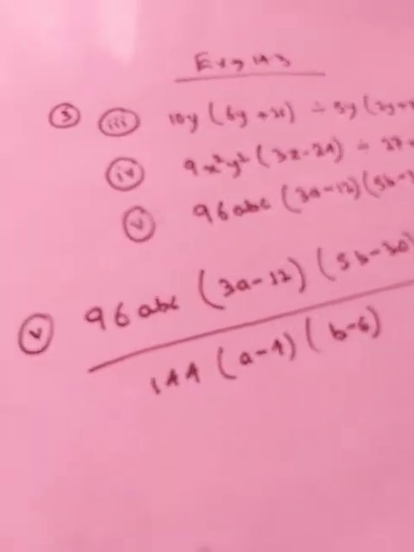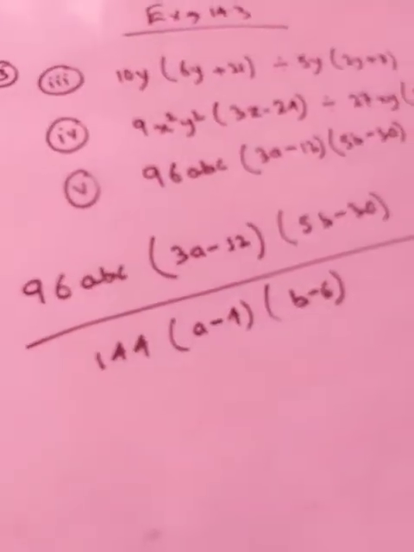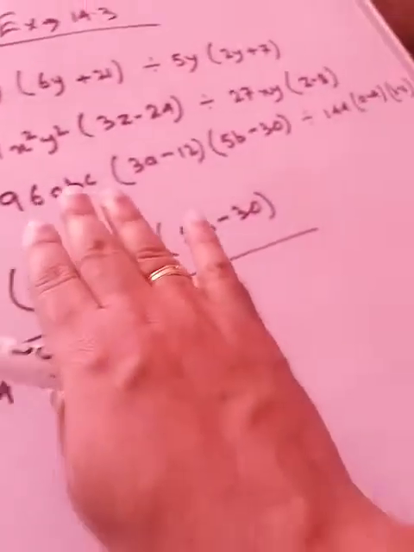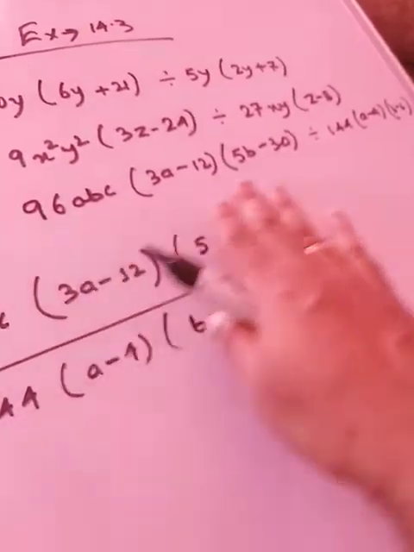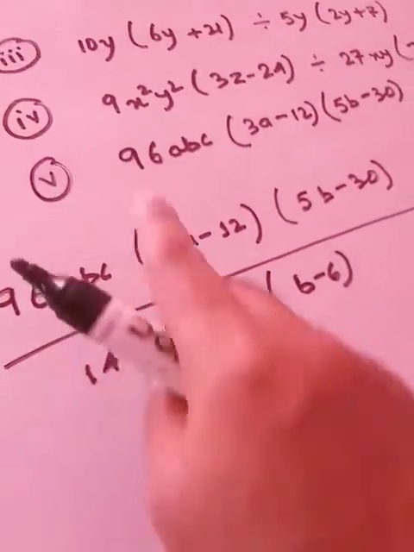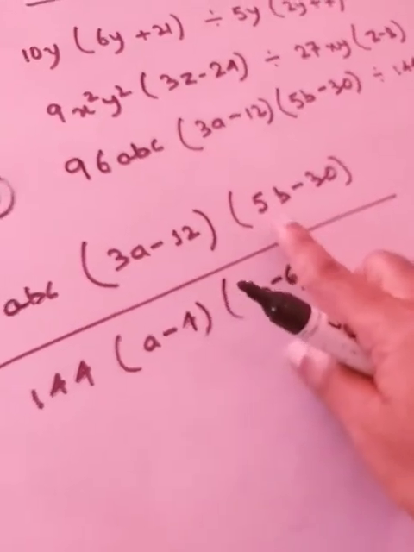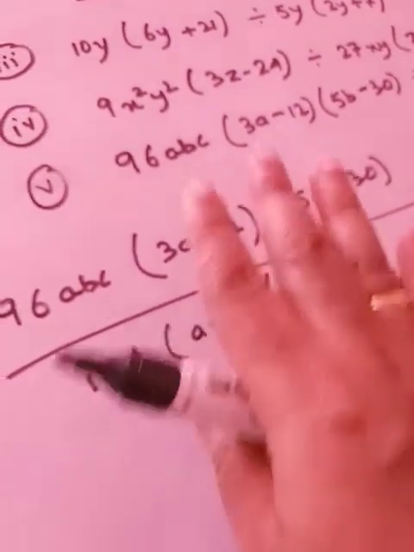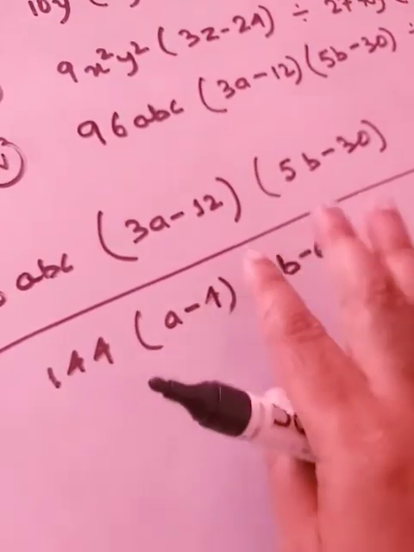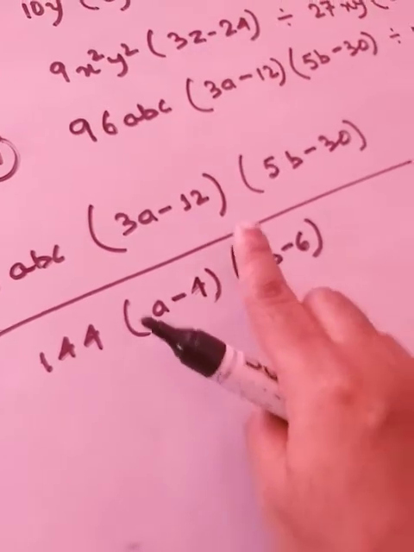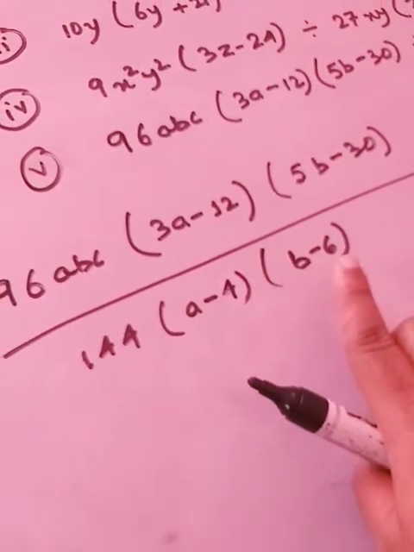Hello students, in this session you will do only one sum, that is sum number 5 of question number 3, and I have already written this question in the form of numerator and denominator. It is written 96 ABC, inside the bracket 3A minus 12, and another bracket where it is written 5B minus 30. Now in the denominator it is written 144 into the bracket A minus B, into another bracket, and inside the bracket is written B minus 6.